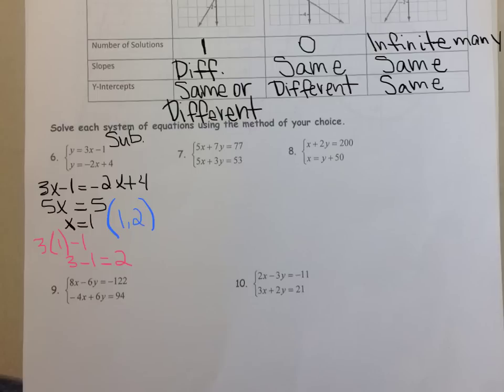Number 7. The best method for number 7 is going to be elimination. Our equations are not in y equals mx plus b form. They're in standard form. So that should tell you right there, okay, I need to use elimination. Now, if you look back at number 6, these equations are in y equals mx plus b form. So you would use substitution.